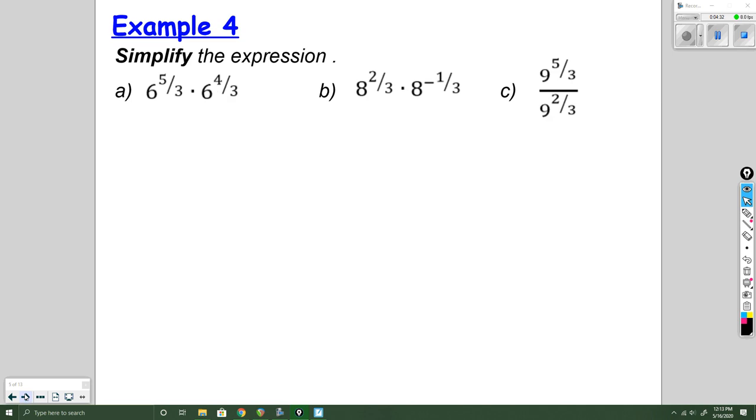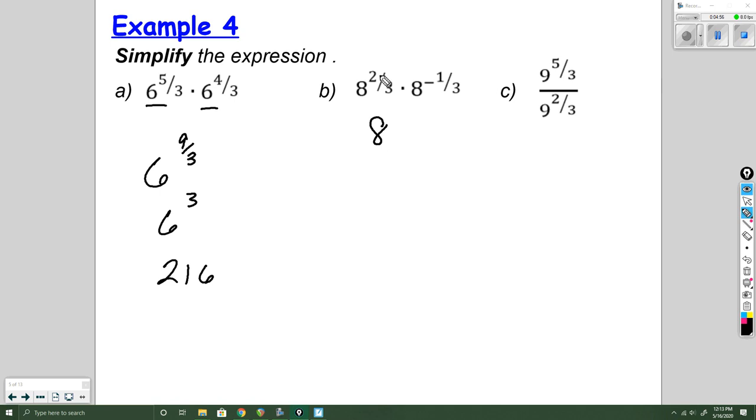All right, now we're going to simplify some of these rational exponents. Okay, so if they have the same base, we can do this. So these two have the same base. Now we're going to add those exponents. We get 9/3, which is 3. 6 to the 3rd is 216.